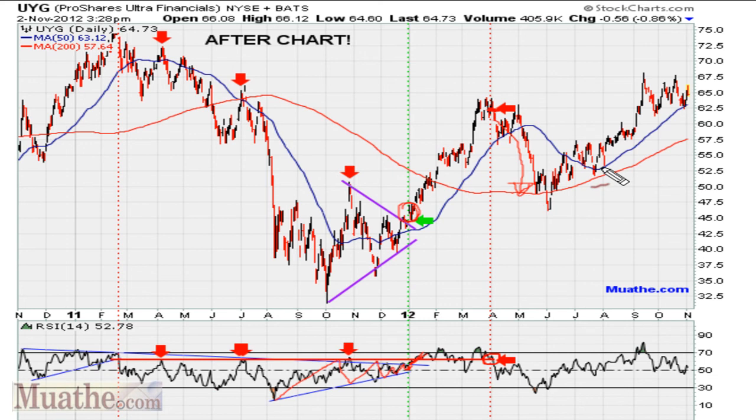What I'm trying to say here is investors can really understand how to use these simple reading methods, and they can save themselves a lot of trouble.